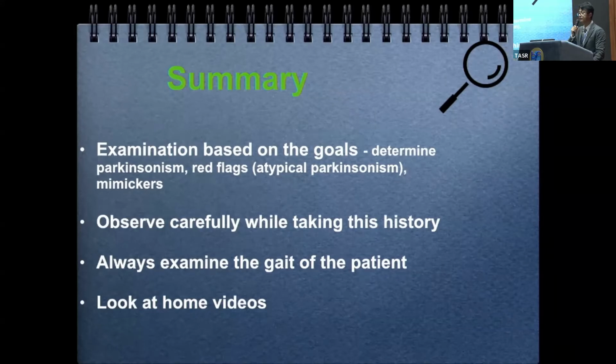And the third one is do not miss mimics, things that look like Parkinson's, but it's not. Second is to observe carefully while taking the history, so you can save a lot of time because you have already done a lot of the examination while taking the history. It means you do both together. And third is always examine the gait of the patient.